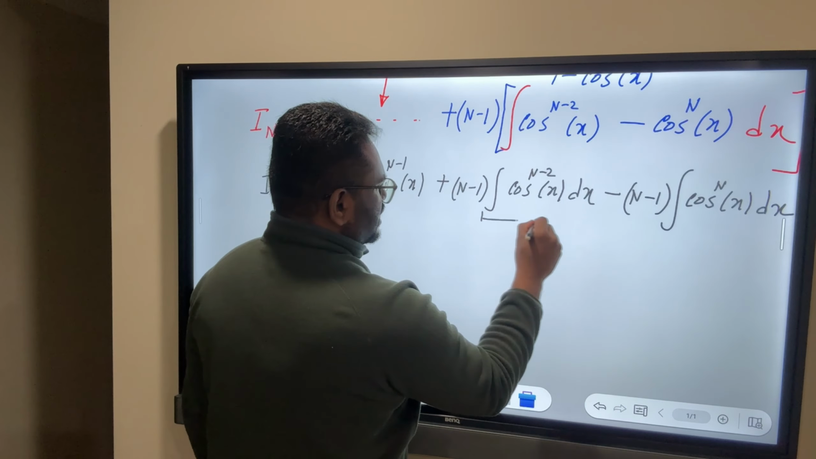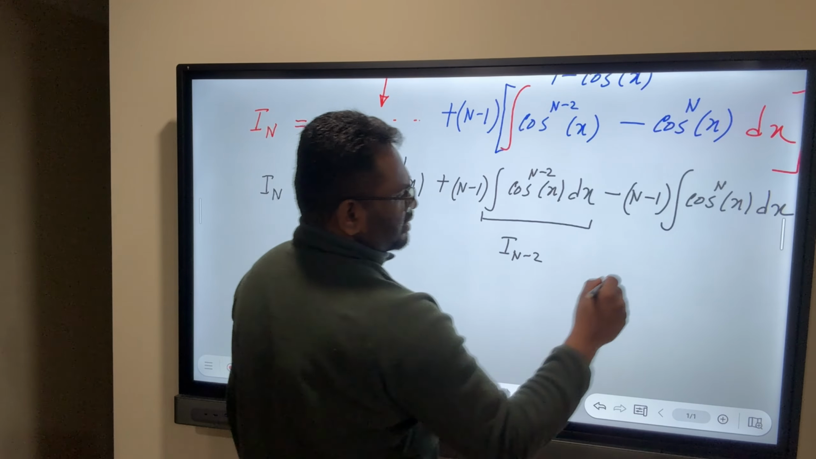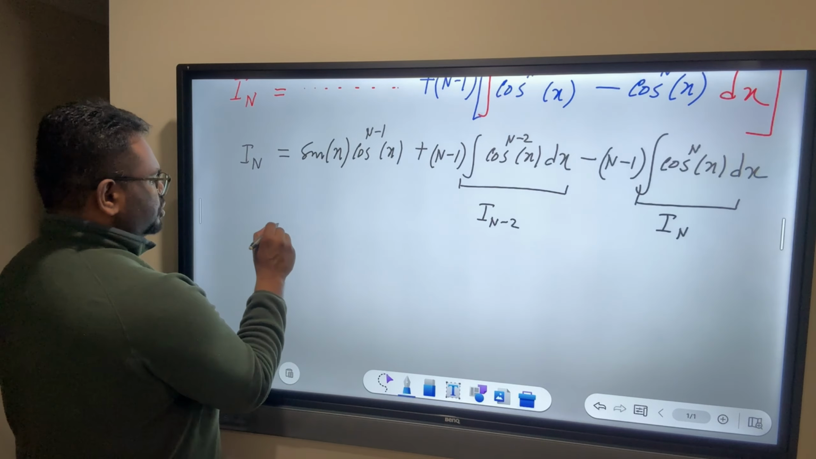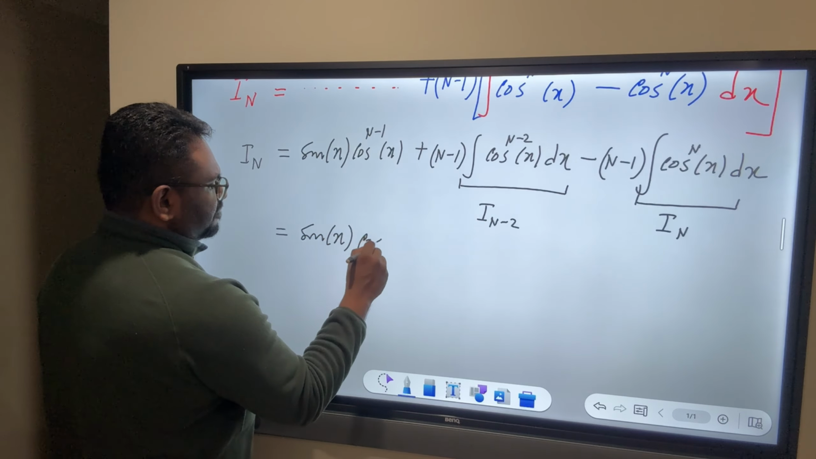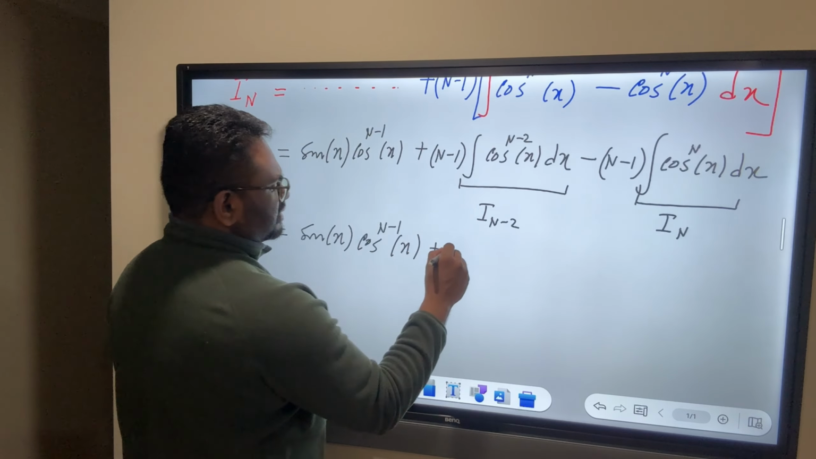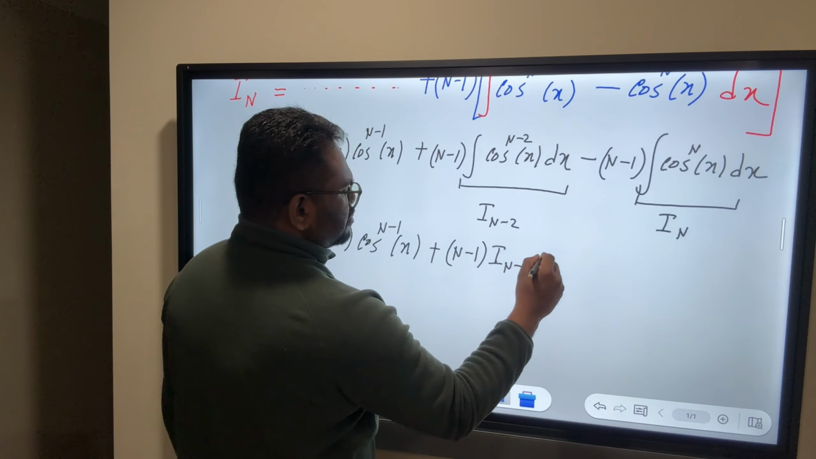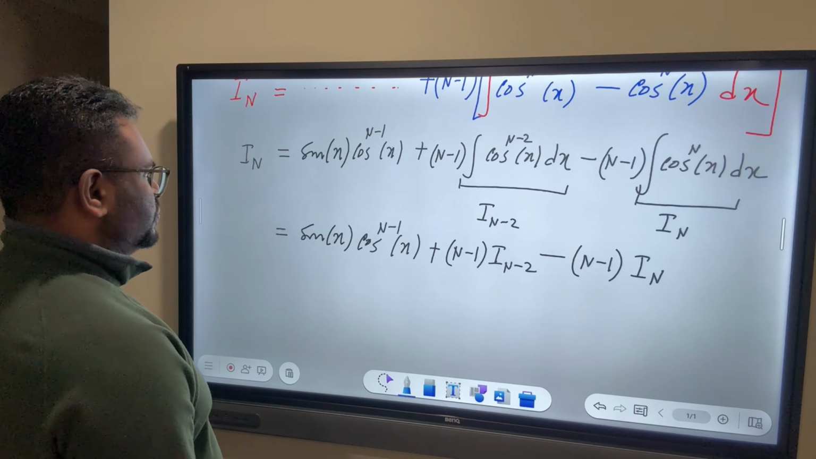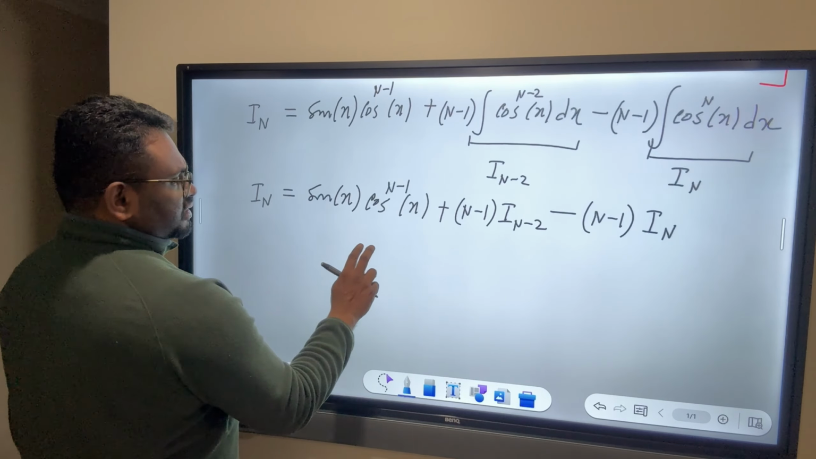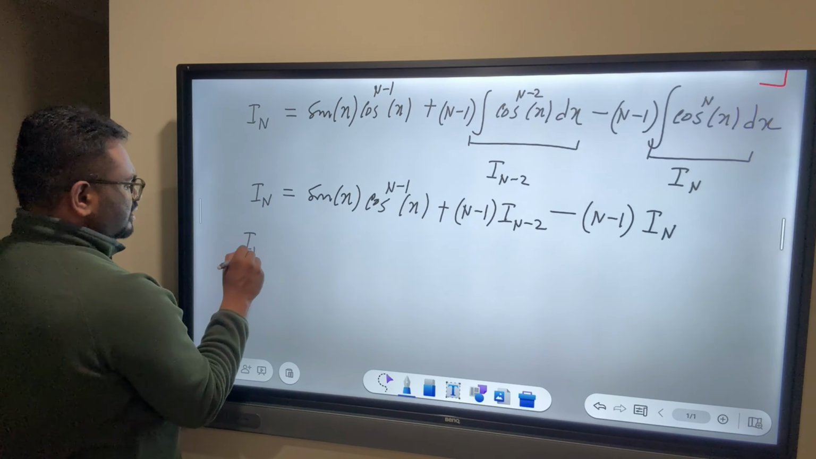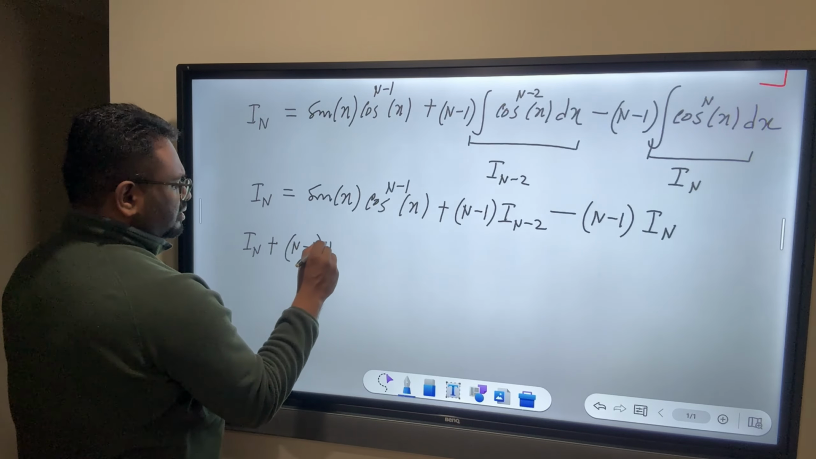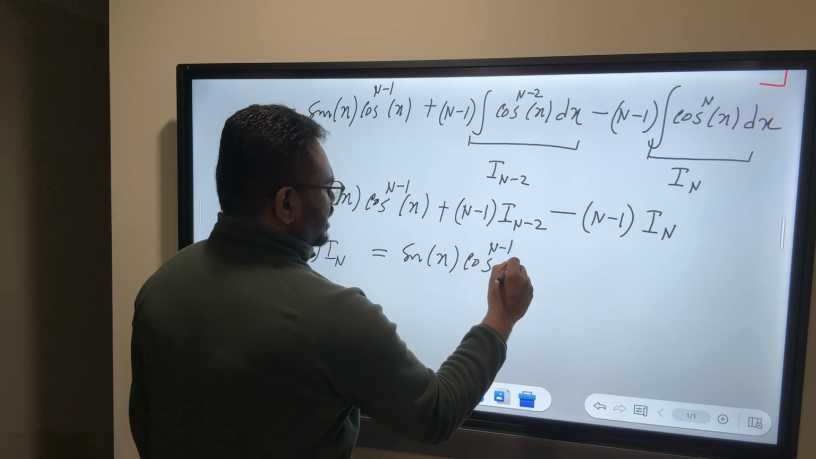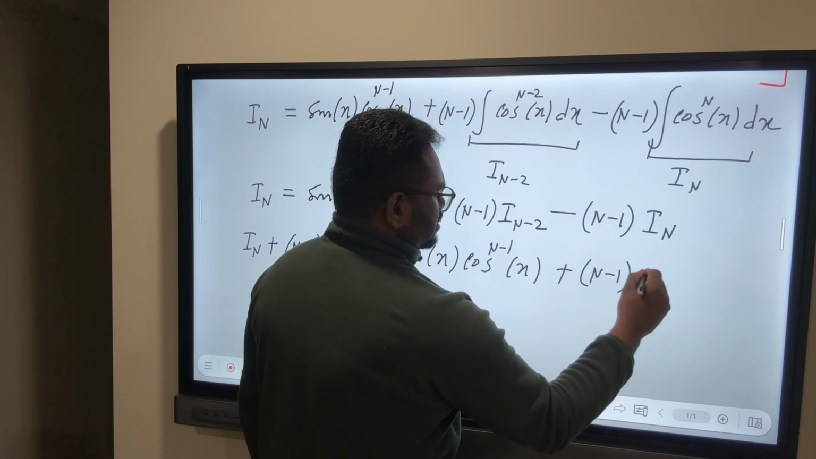So here you can see I_(n-2). Here you can see I_n. Cool. Now we peacefully put things together. So it's going to be sine x and then cos^(n-1) x plus n minus 1 I_(n-2) here minus, then we get n minus 1 here, and then I_n over here. So now, okay, so left hand side I have I_n. Now I'm going to bring this guy to this side. So when I do that, I get I_n plus (n minus 1) I_n, and in the right hand side I just have sine x, then I have cos^(n-1) x, then plus (n minus 1) I_(n-2).